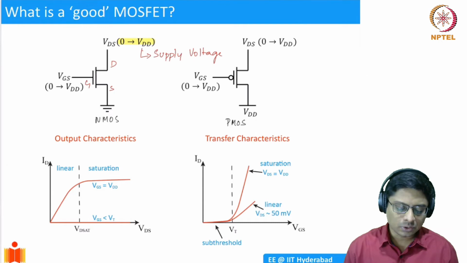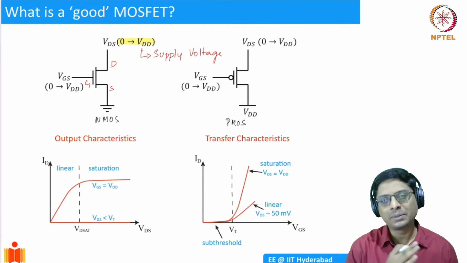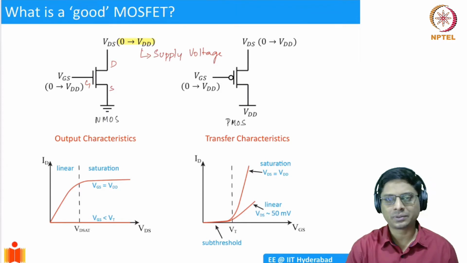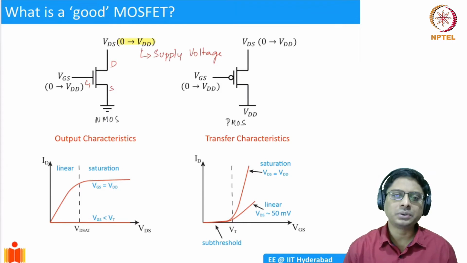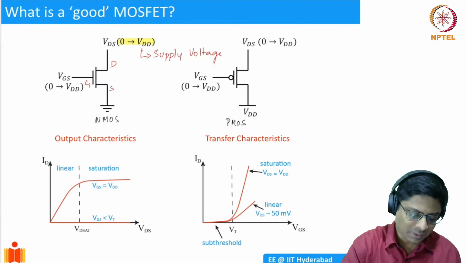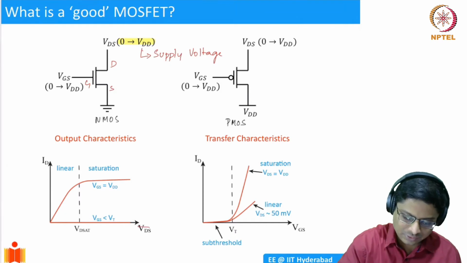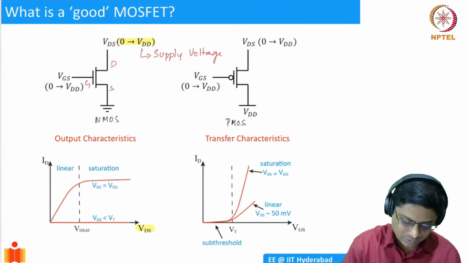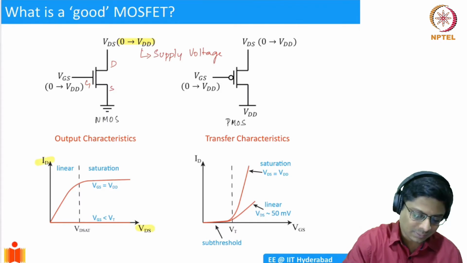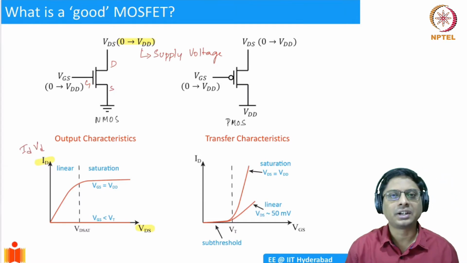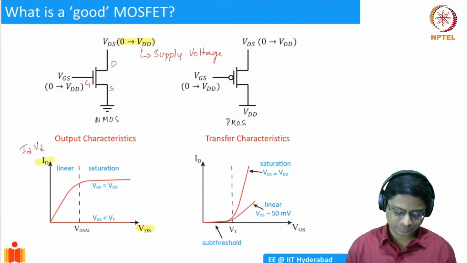Now what we are considering is you could sweep the drain voltage from 0 to VDD, or you could also sweep the gate voltage from 0 to VDD. When we do this, we get 2 types of characteristics. The first type is what we call output characteristics, which is essentially a plot of drain voltage versus drain current. Sometimes we also call this ID-VD characteristics, drain current and drain voltage characteristics.